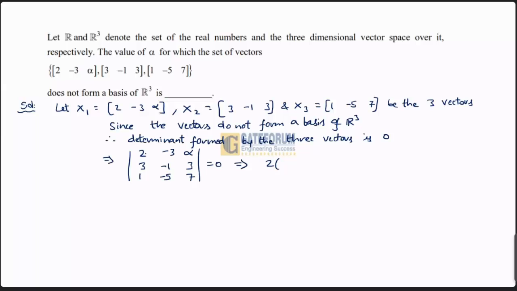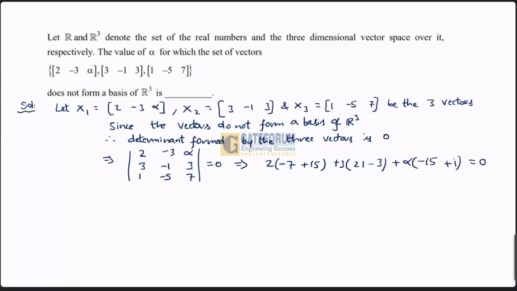The determinant can be expanded by first row or any column, any row. So expanding by first row: 2 into, deleting first row first column, remaining minus 7 plus 15, middle number minus into minus 3, plus 3 into, deleting second column first row, remaining elements minor, 3 into 7, 21, minus 3 into 1, 3, plus alpha into, deleting third column first row, remaining 4 elements determinant, 3 into minus 5, minus 15, minus of minus 1 into 1, plus 1, equal to 0.